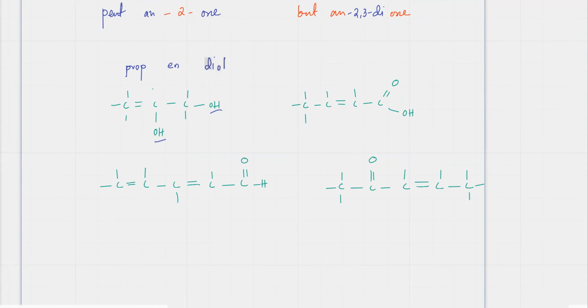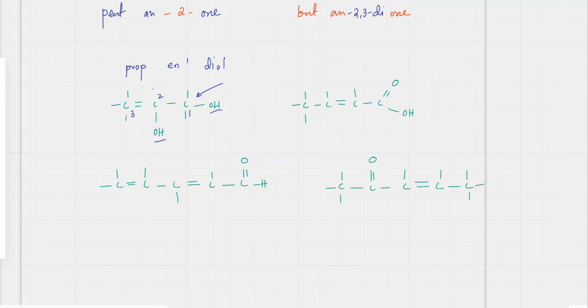And now you have to give the position of the double bond as well as the alcohol group. So you're going to count from the side which gives the smaller number. So we're going to count from this side. The OH is at carbon number 1, and one of them is at carbon number 2. So this is 1. This one is going to be 2. This one is going to be 3.